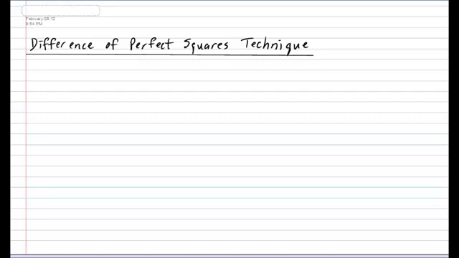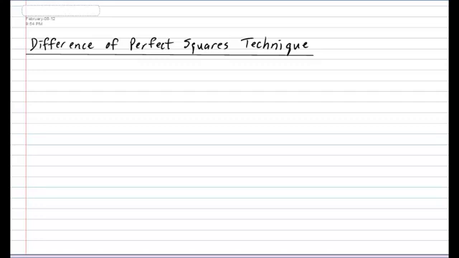Hi everyone. Today we're going to be looking at another factoring technique, which is called the difference of squares technique. So, in your notebook, I would like you to put today's subtitle, which is difference of perfect squares technique. This technique is extremely fast, assuming that you can train yourself to recognize when you're allowed to use this technique.